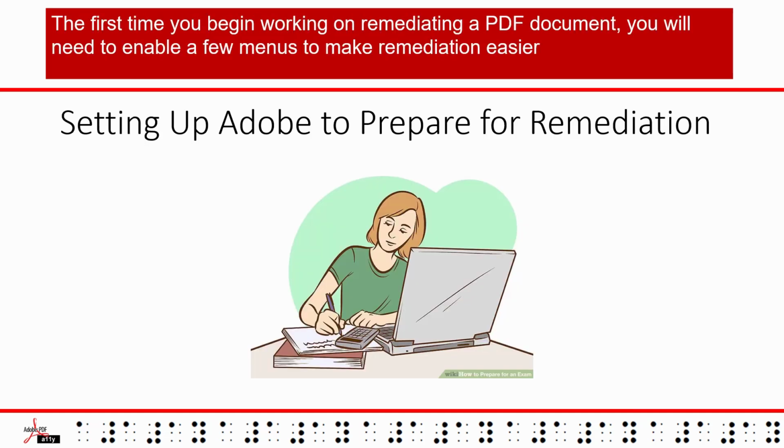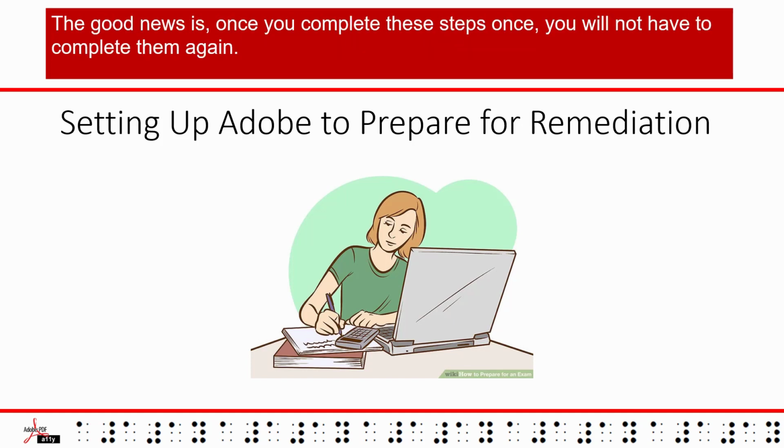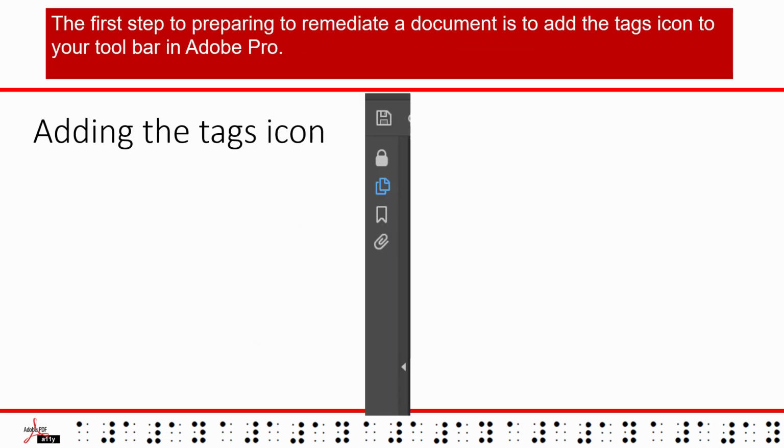The first time you begin working on remediating a document, you will need to enable a few menus to make remediation easier. The good news is, once you complete these steps once, you will not have to complete them again. The first step to preparing to remediate a document is to add the tags icon to your toolbar in Adobe Pro.